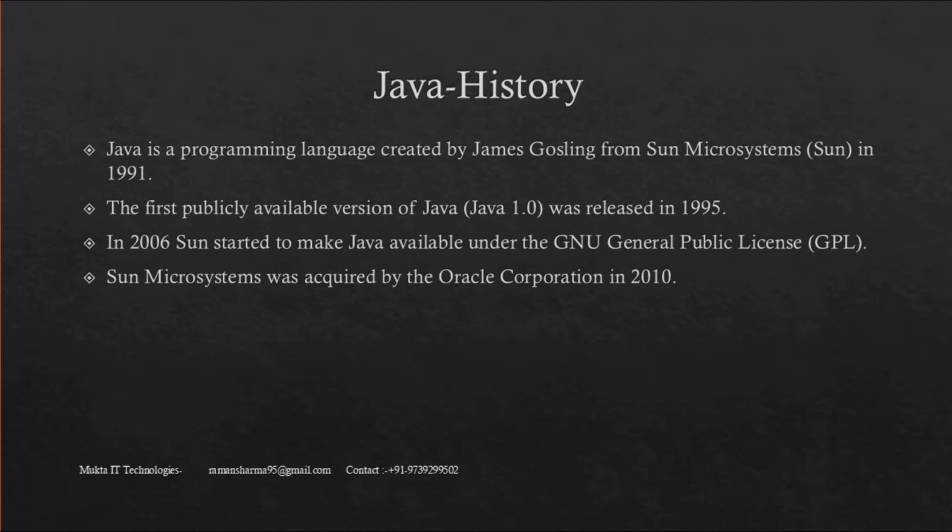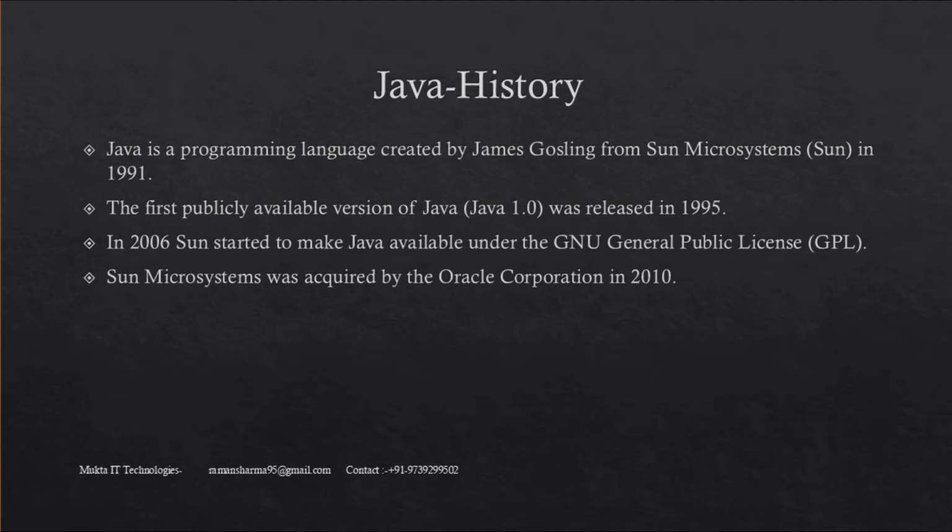So let's get started with the Java history. Java is a programming language, first of all, which was created by James Gosling from Sun Microsystems in 1991. And the first version of Java was Java 1.0, which was publicly available in 1995.